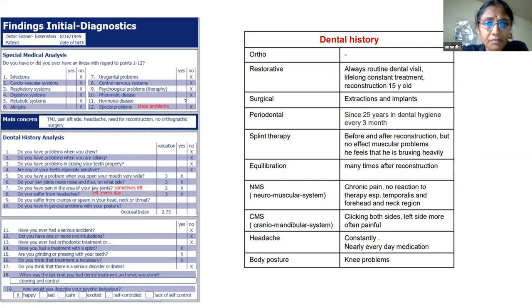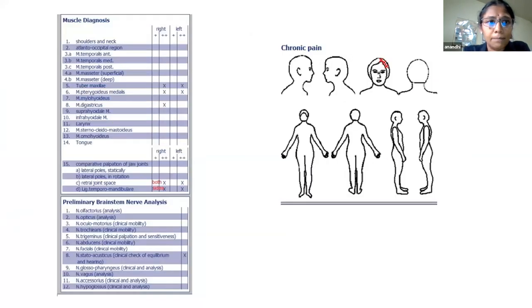You can see he didn't have any ortho treatment. His restorative history is big, with a lot of dental treatment. He had hygiene, splint therapy, equilibration, and chronic pain everywhere. Then we do the muscle diagnosis.